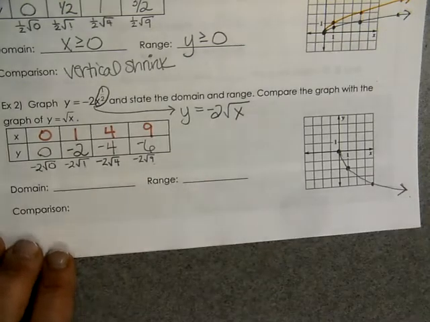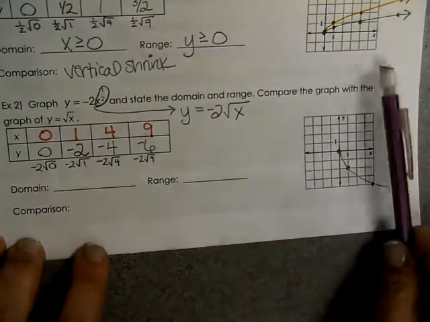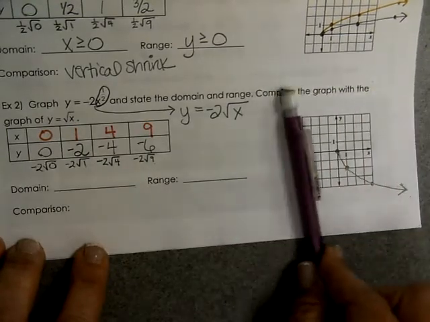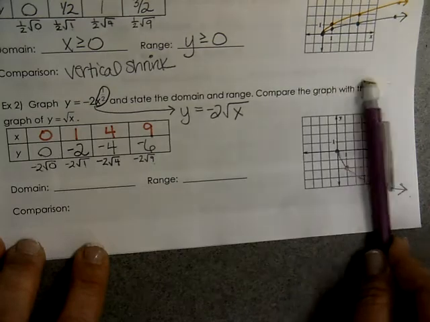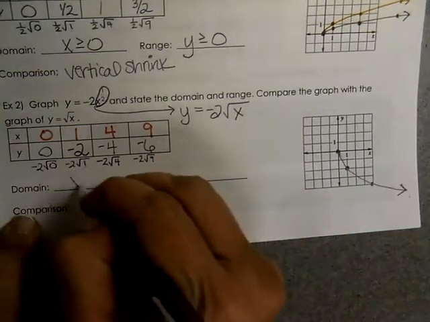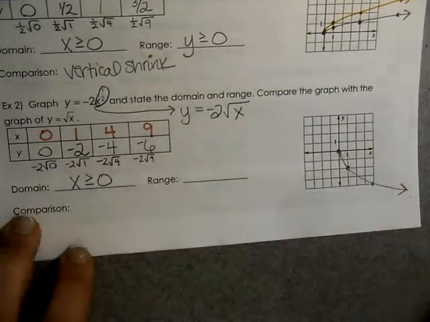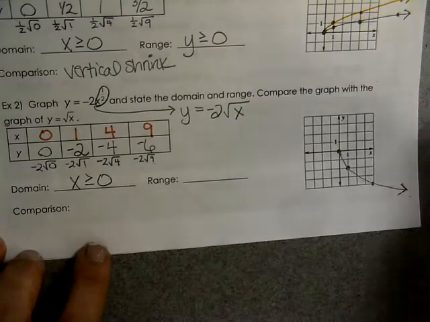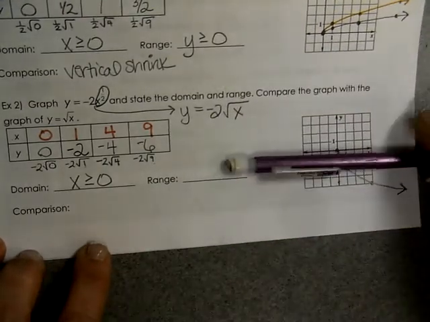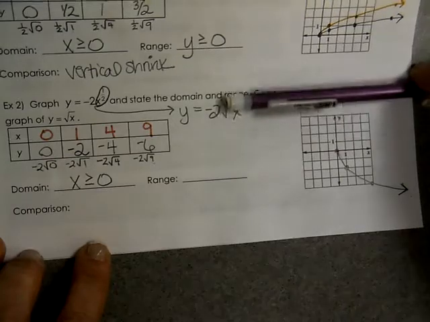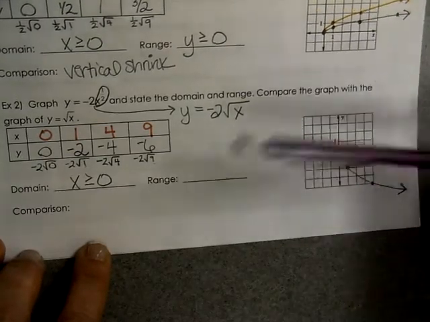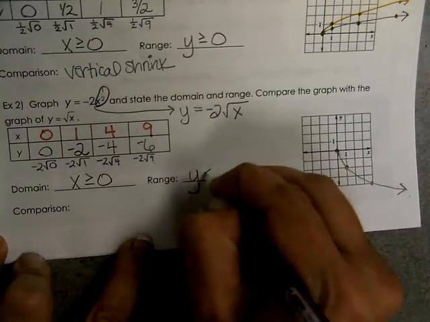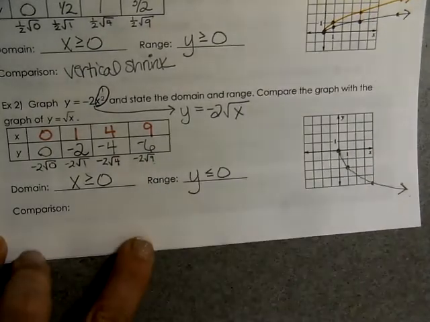So how does that affect the domain and range? Remember, the domain, we look at our x values. And in our domain, we notice that we start at 0 and we go to the right. So our domain is still x is greater than or equal to 0. But let's look at our range. Our range, we start here, and we're not going up from 0. We're going down from 0. So our range is y is less than or equal to 0.